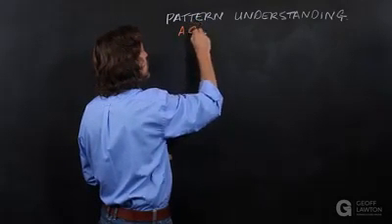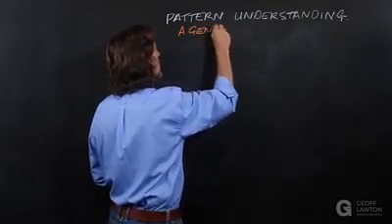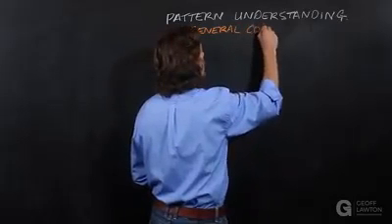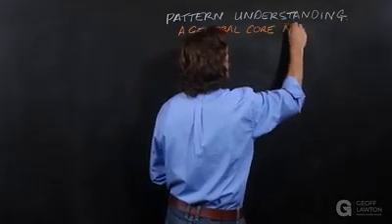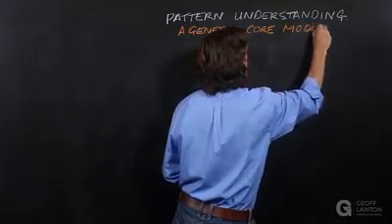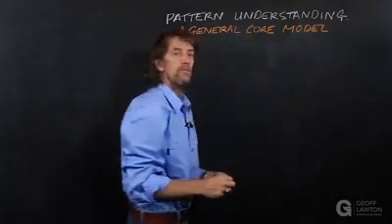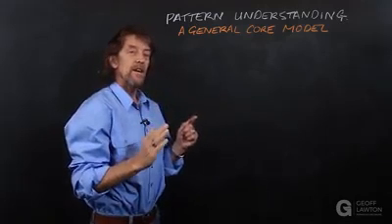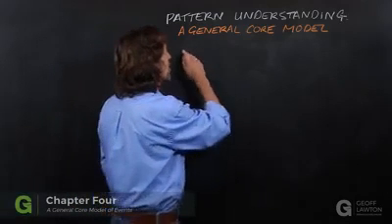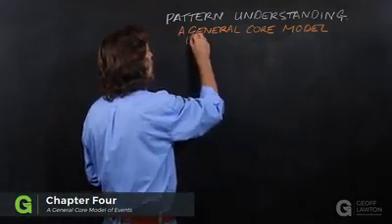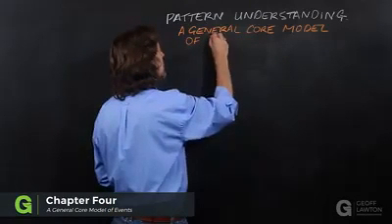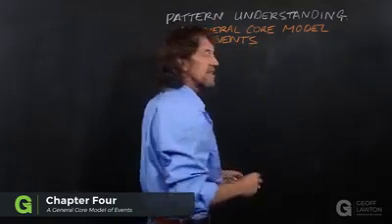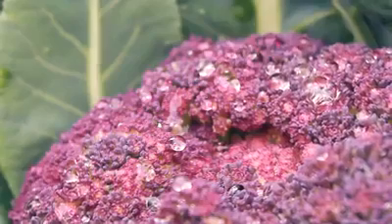So there is a general core model. This is a general core model pattern. And it's all about events. So it's actually a general core model of events. Because that's what pattern is. It's an event of form.